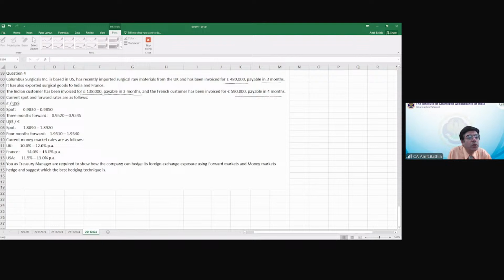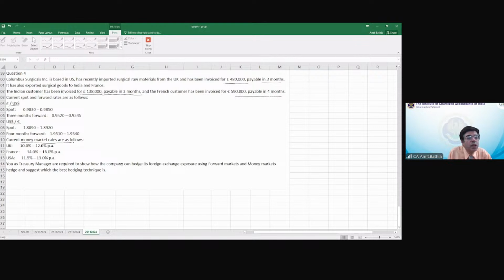US dollar to euro. Spot is 1.8890, 1.8920. 4 months forward is 1.9510, 1.9540. So here the base currency is expected to appreciate, right? All right. Now, next, current money market rates are as follows.